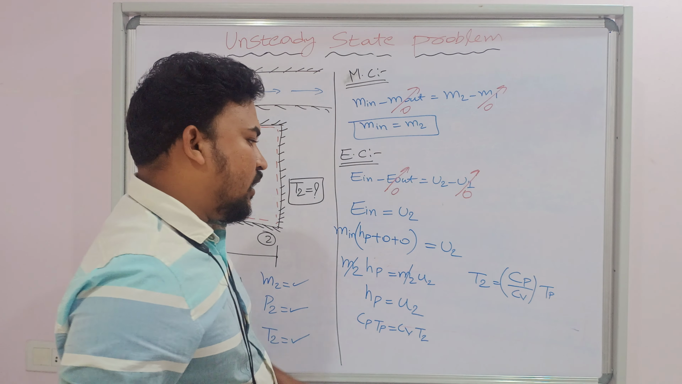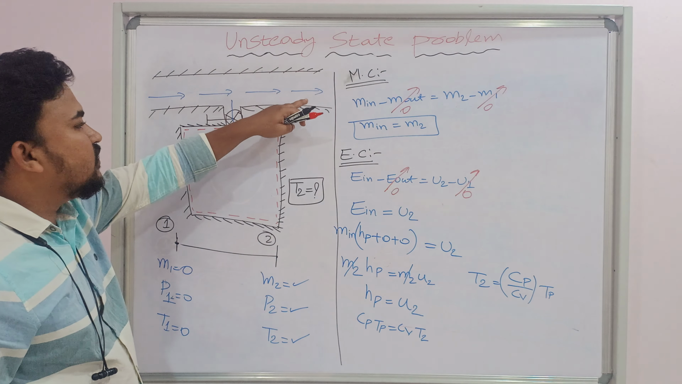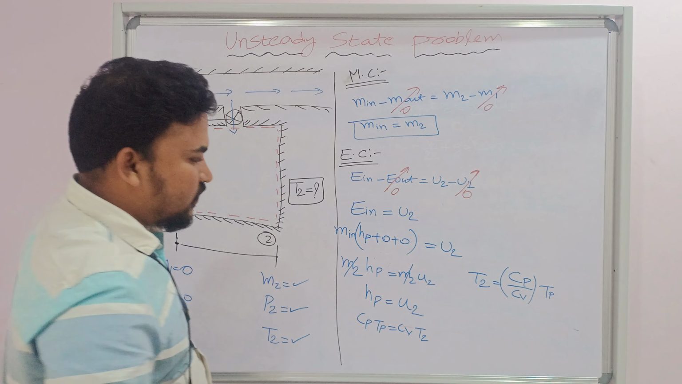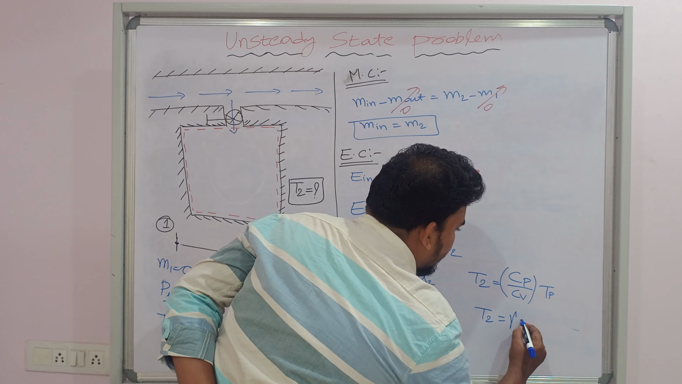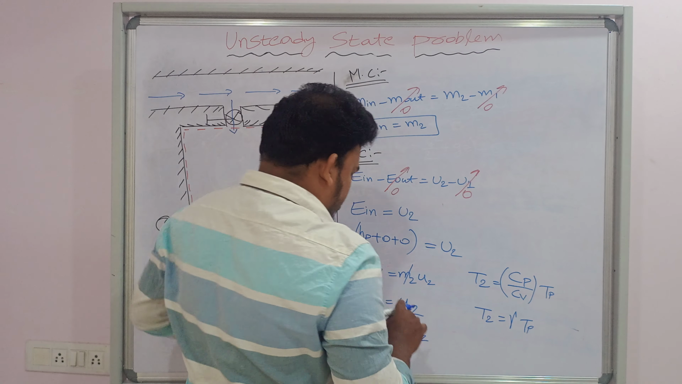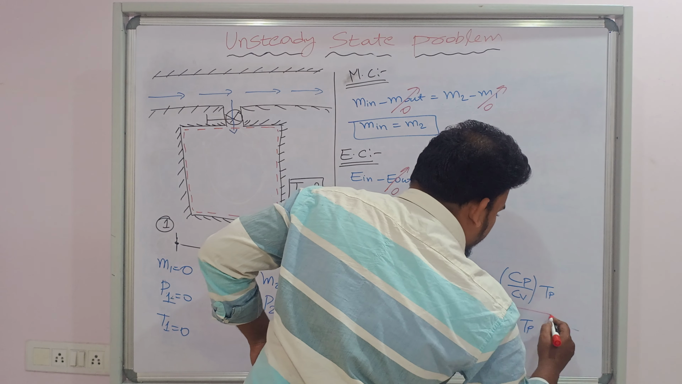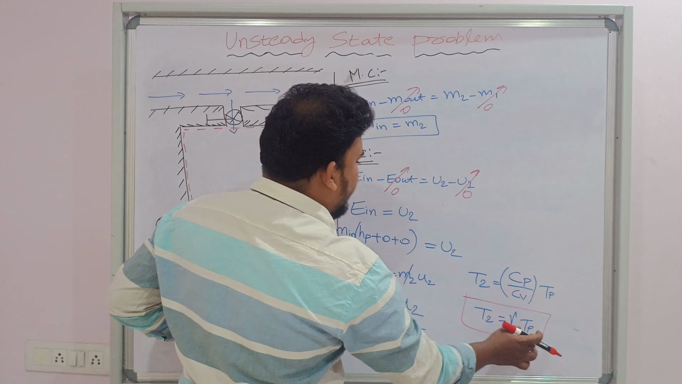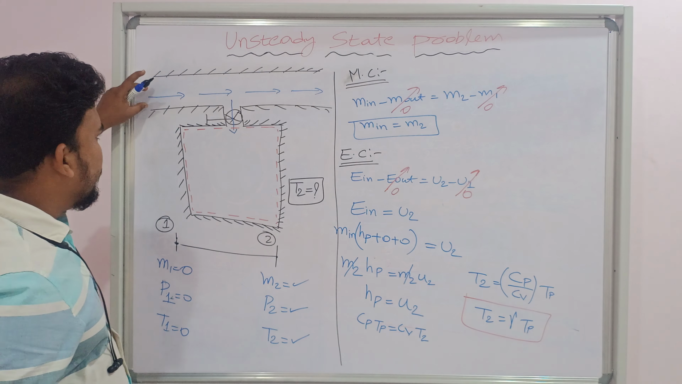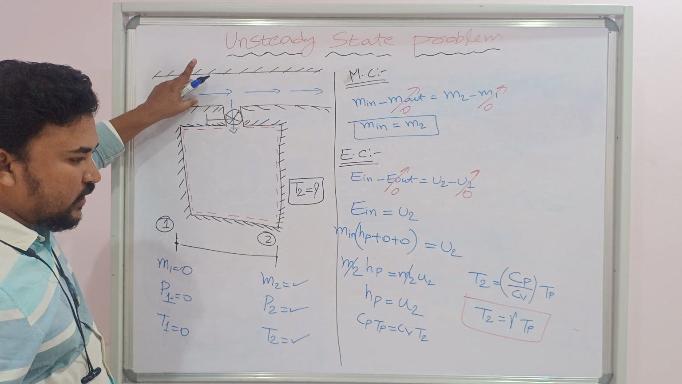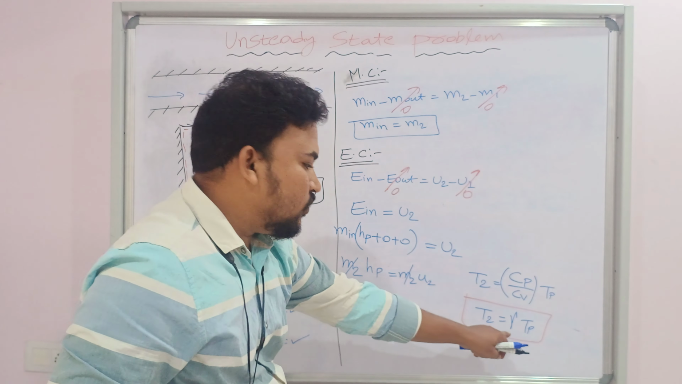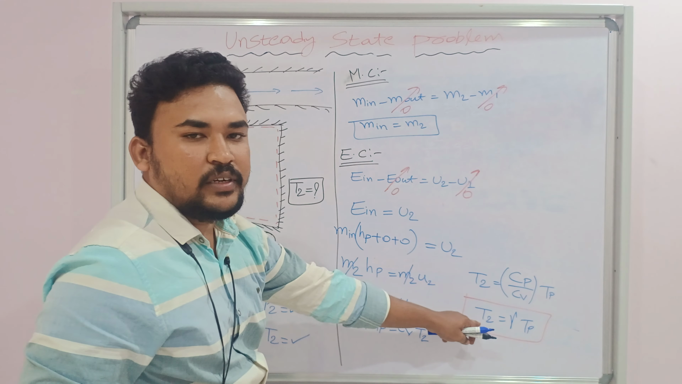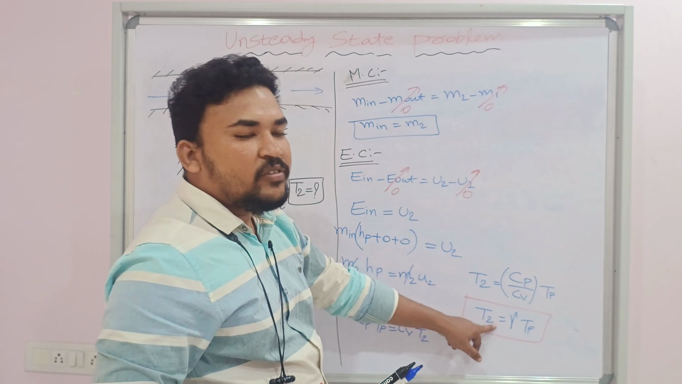For an ideal gas, because air is treated as an ideal gas, right? T2 equal to Cp by Cv, which is gamma, times Tp. If you know the properties of the air, gamma is 1.4, and Tp is the temperature of the flowing fluid in the pipeline. If you know this value in Kelvin, you will get the value in Kelvin. If you know the value in centigrade, you will get it in centigrade. But absolute temperature only we need to talk about.